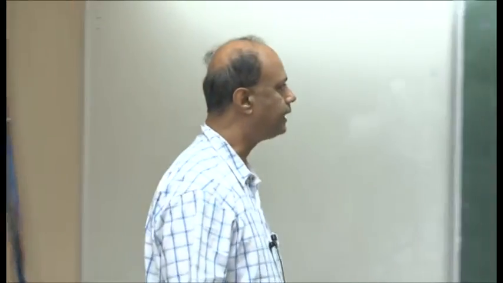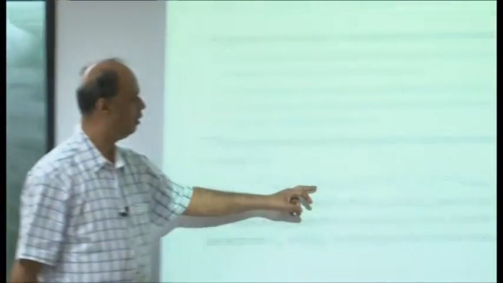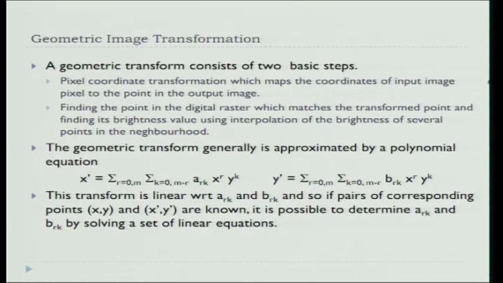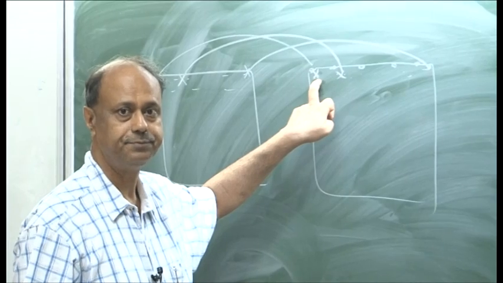Polynomial of degree n, right? So x dash is equal to the sum of ark x^r y^k, since it is in the x and y directions. I have written x to the power r, y to the power k, and similarly y dash is equal to this. So these ark, brk are the coefficients. These ark, brk you have to obtain, right? You have to get them in such a way that you can estimate x dash and y dash.